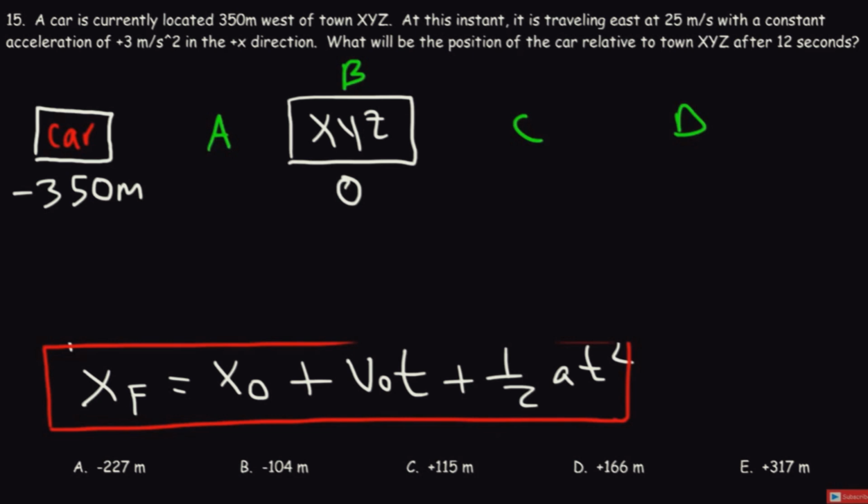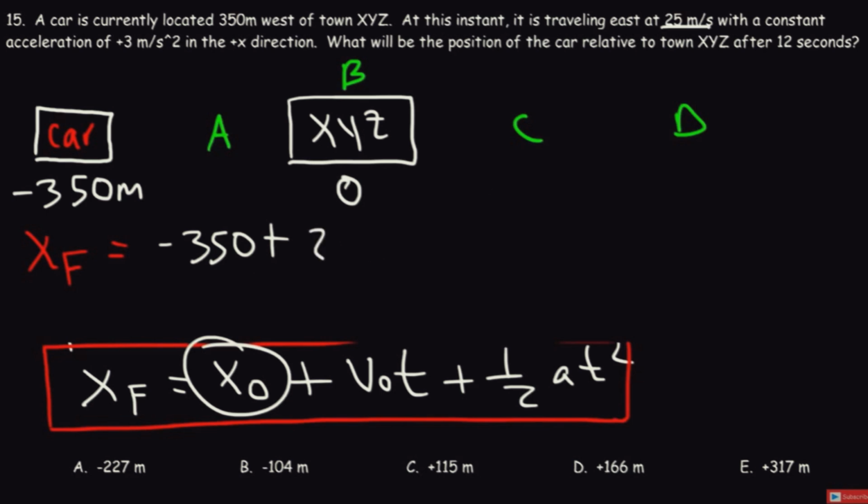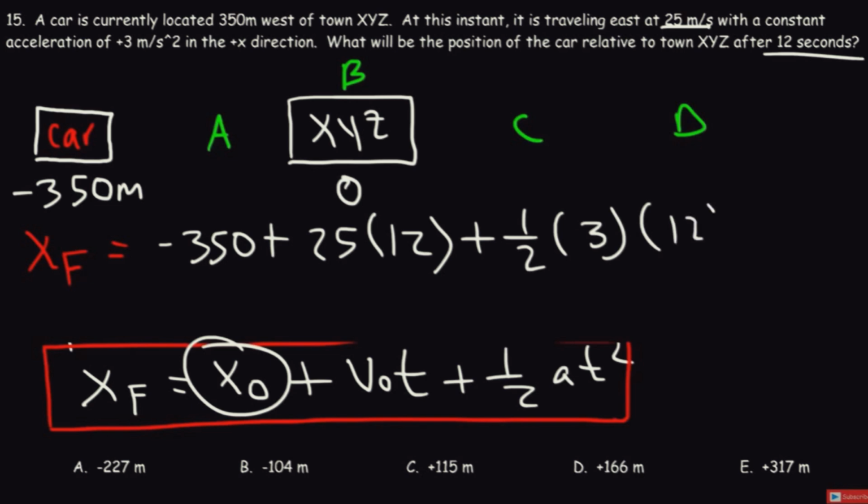So let's go ahead and plug everything in. The initial position is negative 350, the initial velocity of the car is 25 meters per second, and it is going to be traveling for 12 seconds. And the acceleration in the x direction is positive 3, and t is still 12. So this will give us the final answer.